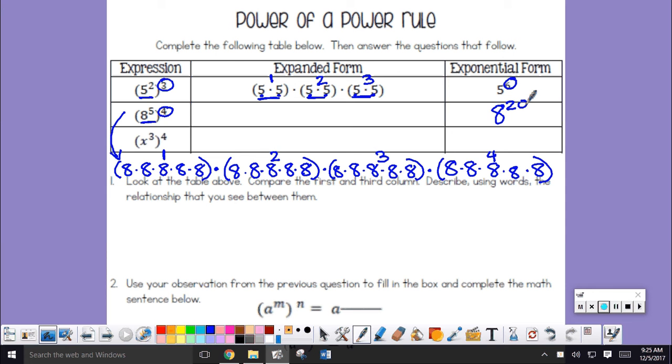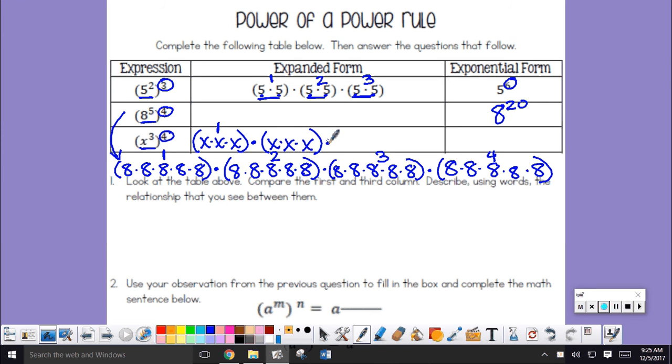Okay, now, last one. What are we taking a selfie of? X to the 3rd power. How many times? 4 times. So we're going to have x times x times x. So that's one group, and we're going to take 4 groups of that. 1, 2, 3 x's in the group.